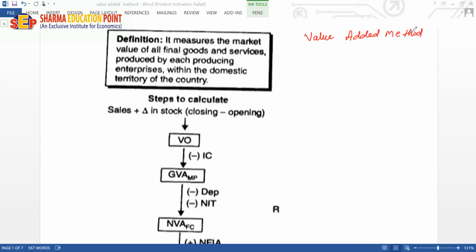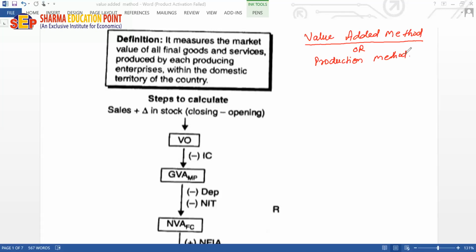Generally, we have three methods to measure national income. From them, the first method is called value added method. This method is also termed as production method. So value added method, production method, both are the same.